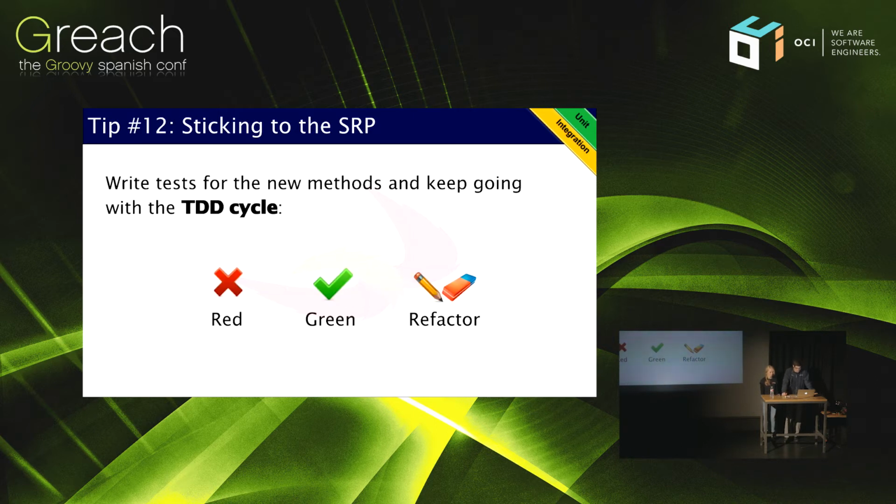So we can write tests for the new methods that we have created, and keep going with this test-driven development cycle, the red-green-refactor cycle, which also encourages us to write the test before the code we are going to test.